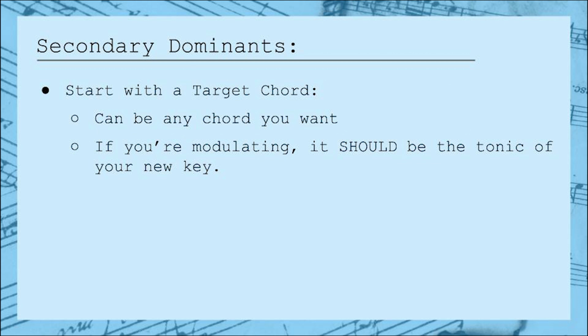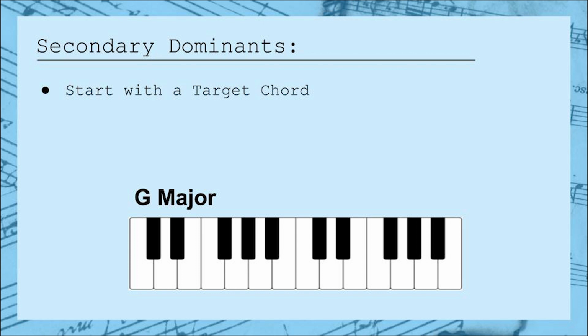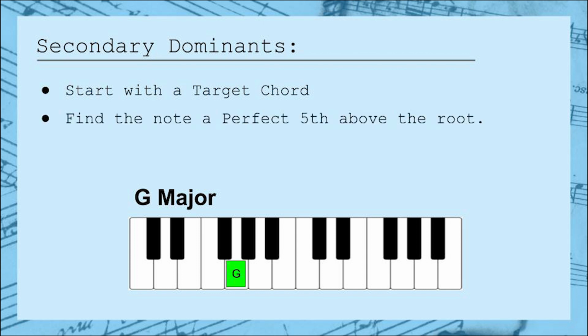To create a secondary dominant, you'll start with a target chord. This can be any chord that you want, but if you are modulating, you'll want it to be the tonic chord of your new key. Here, our target chord is G major. Start with the root of your target chord. For us, that would be G. Then find the note a perfect fifth above it. For us, that would be D.